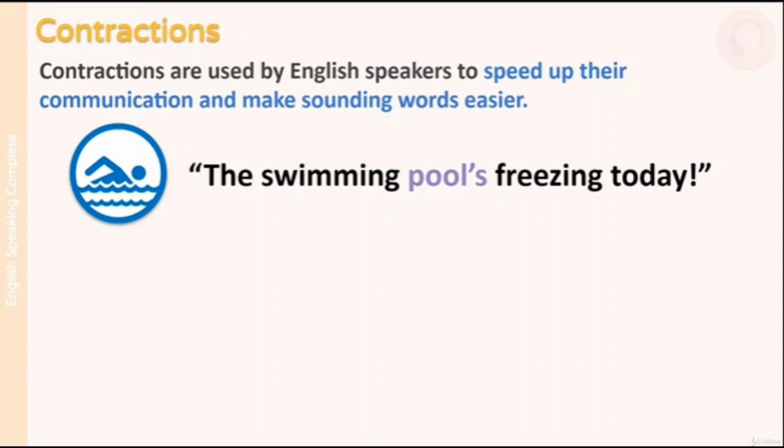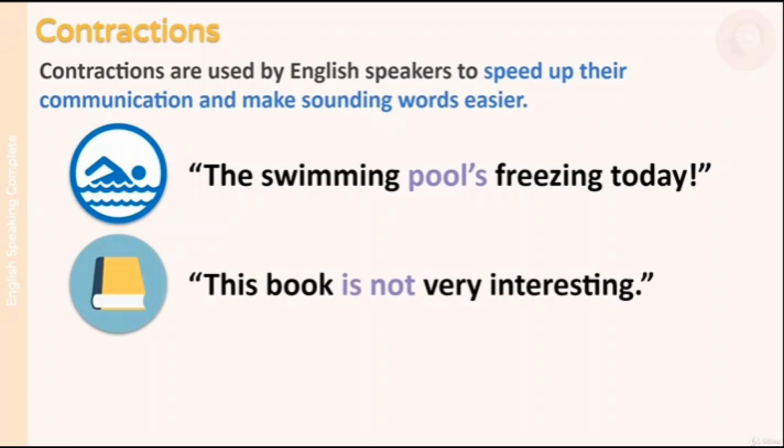Really important in writing, slightly more advanced grammar, or intermediate at least. So pool is, the verb to be, pool is becomes pool's. The swimming pool's freezing today. It's much easier to say without moving your mouth around. Pool is freezing, it's just more difficult, takes more energy to say this. Here's another example. This book is not very interesting. It almost sounds too formal, too forced. This book isn't very interesting. Much easier to say and also quicker.